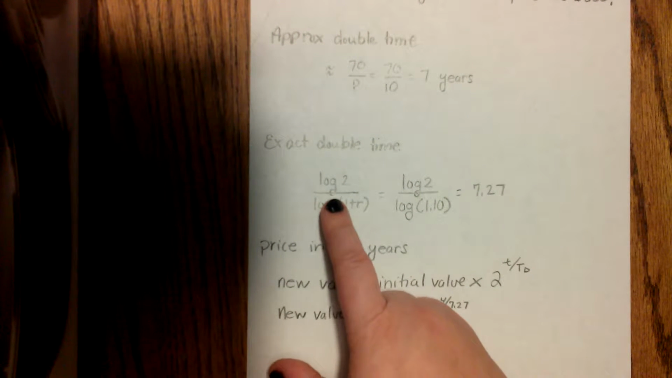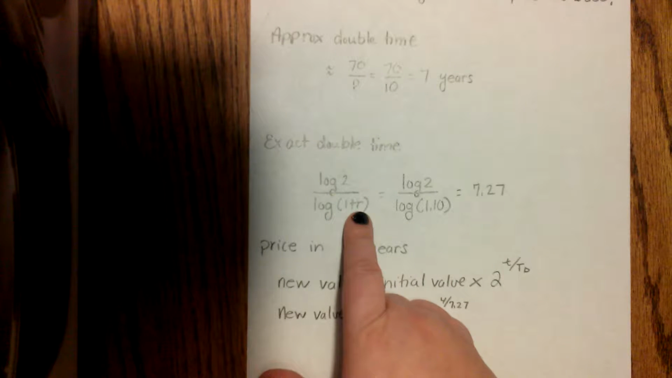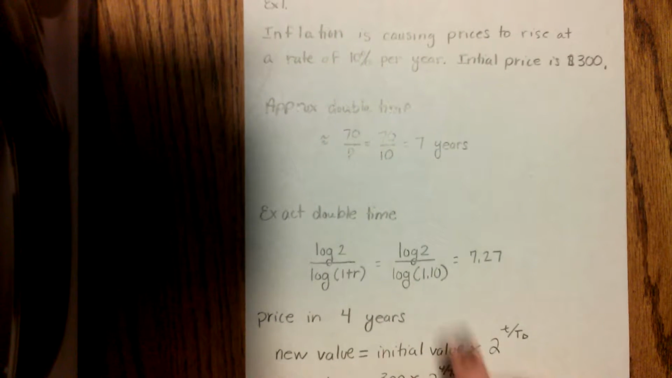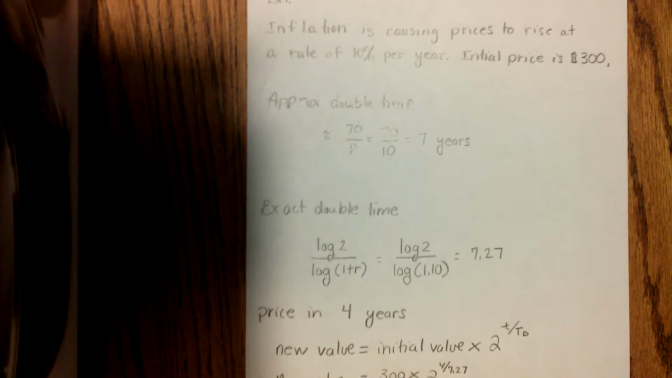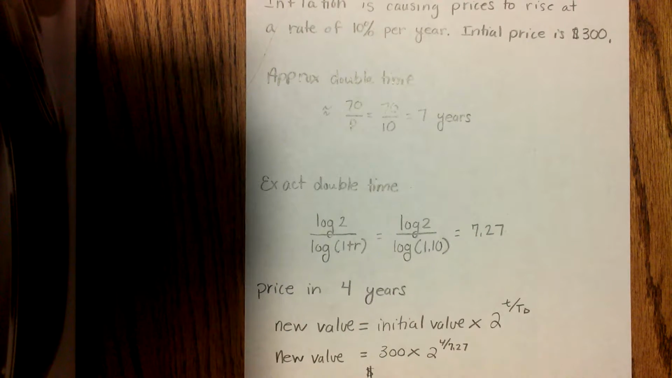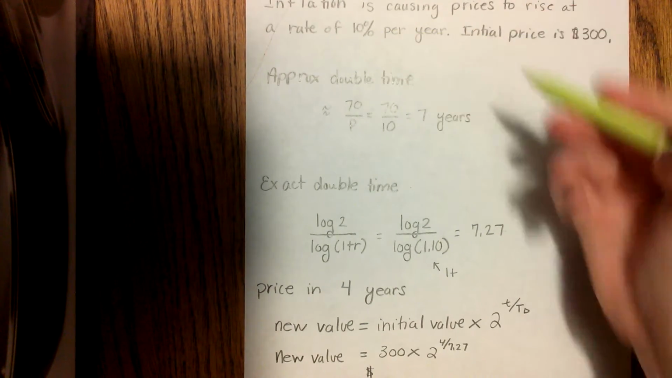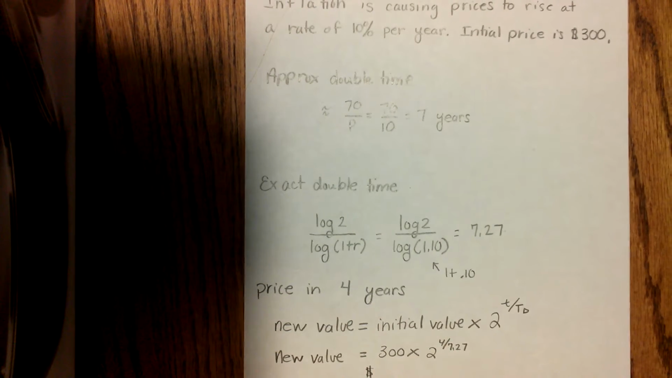The formula is to take the log of 2, divide by the log of 1 plus r, where r is your growth rate. In this case, it's the 10%. So I'm going to take the log of 2 divided by log of 1.10. This 1.10 comes from the fact that I have 1 plus r. So that's 1 plus, if I write 10% in decimal, that's 0.10. And so 1 plus 0.10 is 1.10.